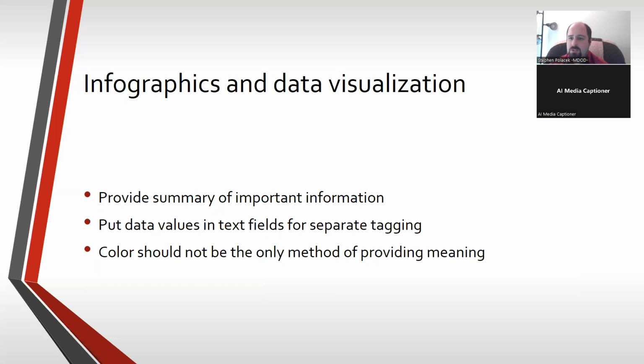Second point, this is something I will be showing later, is you can put data values into text fields so that they can be tagged separately from the chart or graph. This is especially useful when you're working in Illustrator with data sets and you send it off to InDesign or Acrobat Pro, you can separate those out so that those can be tagged and read, but then the actual chart or graph is ignored. And that way, screen reader users are still getting all the information. They just won't have to deal with that visual interpretation of that data.